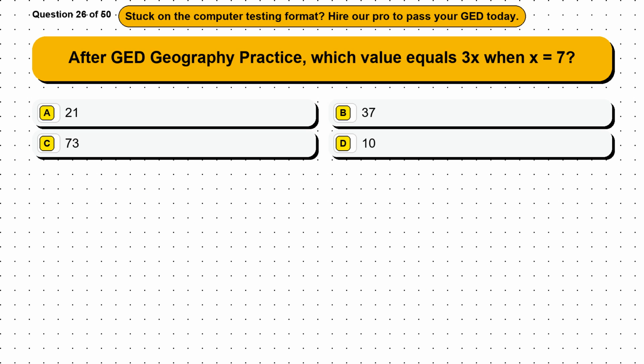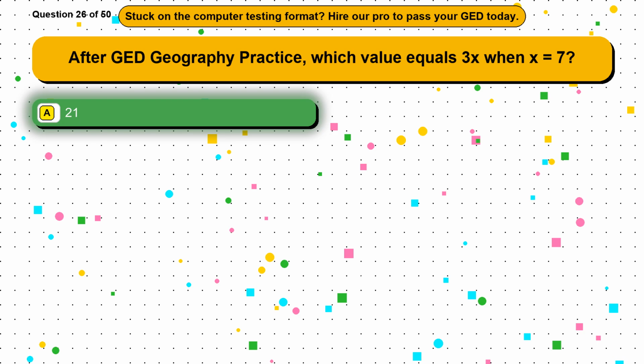Question 26. After GED Geography Practice, which value equals 3x when x equals 7? Option A, 21. Option B, 37. Option C, 73. Option D, 10. The correct answer is option A, 21.